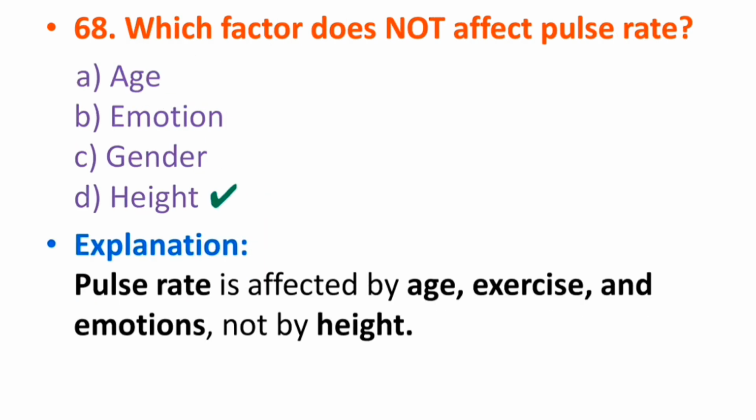Which factor doesn't affect pulse rate? Option A, age, option B, emotion, option C, gender, option D, height. The correct answer is option D, height. Pulse rate is affected by age, exercise and emotions, not by height.